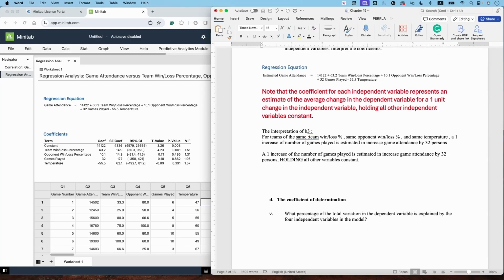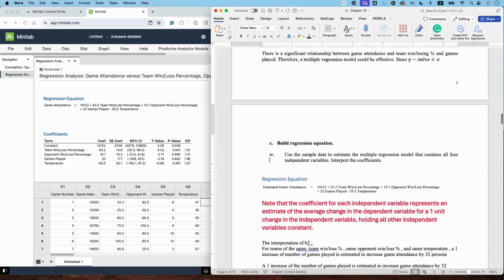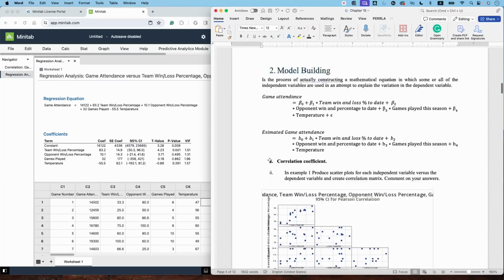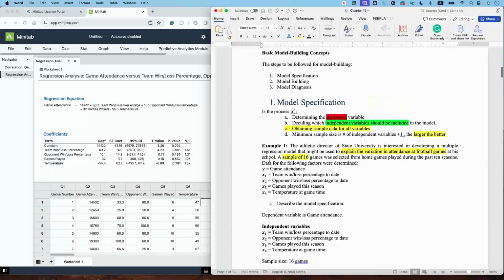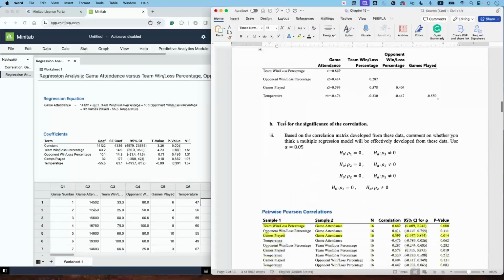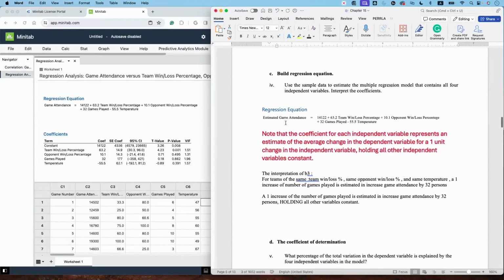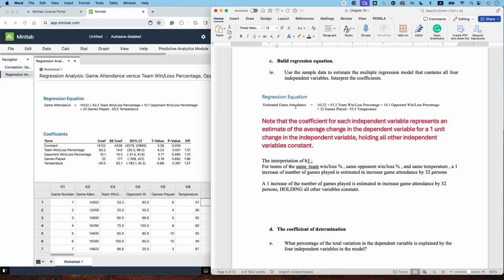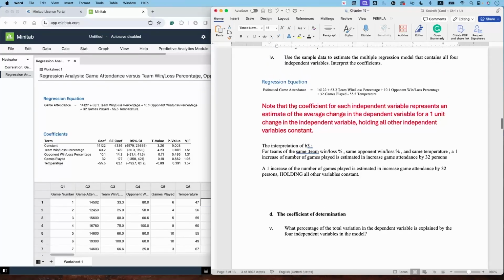After that, we are still building the model. We are still in the second phase. If you remember, we talked about 3 phases: model specification, model building, model diagnosis. So we're still doing the model building process. After getting the regression equation, we interpreted the coefficients, and it's clear that we have some negative, some positive relationships.